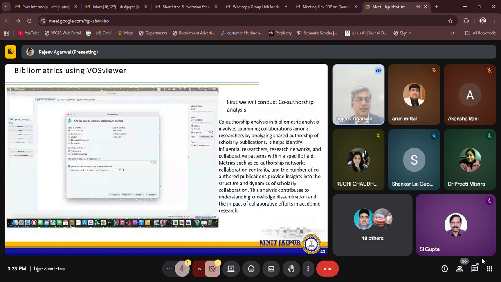Before finishing, you need to choose the type of analysis: co-authorship. The unit of analysis is authors, but it can be organizations. Suppose you are interested in how many papers are coming from MIT or IIT, a particular IIT institute, or a particular country.